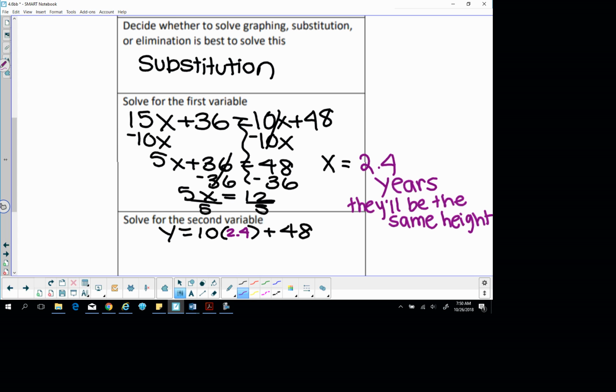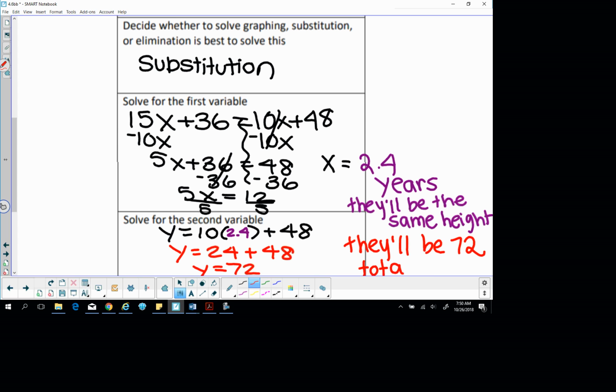Then you just solve. What's 10 times 2.4? 24 plus 48. Mm-hmm. And so I want to make sure I understand what that means. So y represents what? Inches, right? So in 2.4 years, they'll be 72 total inches. Does that make sense?